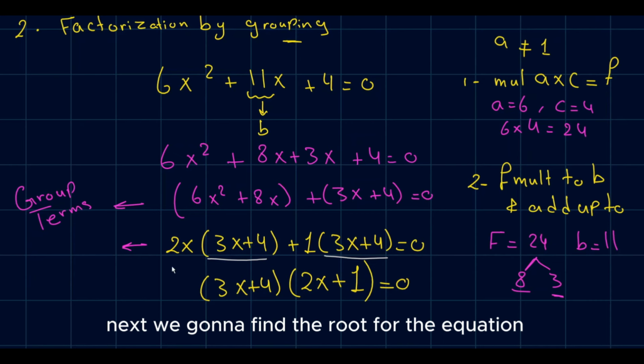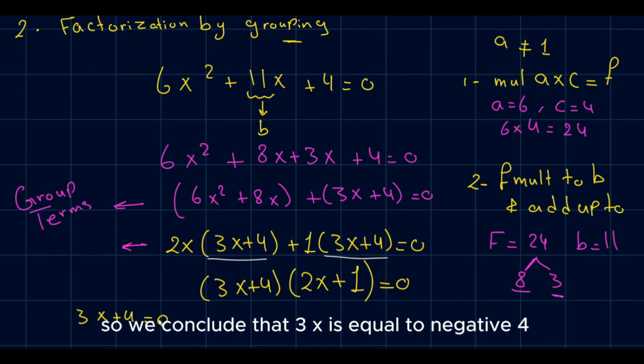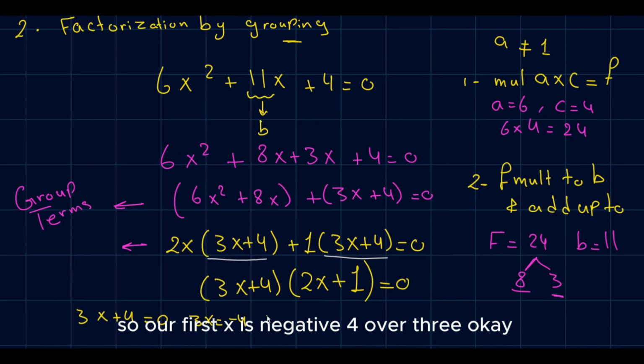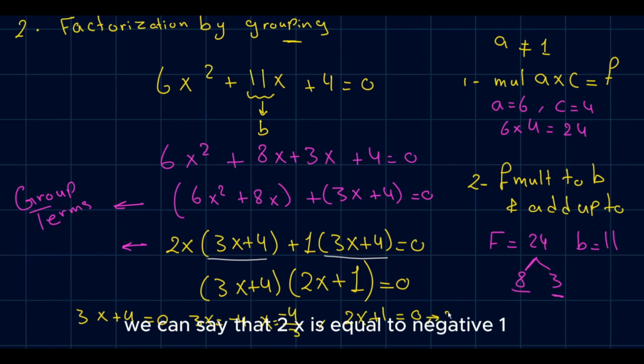Next we're gonna find the roots for the equation. From the first bracket we're gonna have 3x plus 4 is equal to 0. So we can conclude that 3x is equal to negative 4. So our first x is negative 4 over 3. Okay, from the second bracket, we're gonna have 2x plus 1 is equal to 0. So from here, we can say that 2x is equal to negative 1. So x is equal to negative 1 over 2.